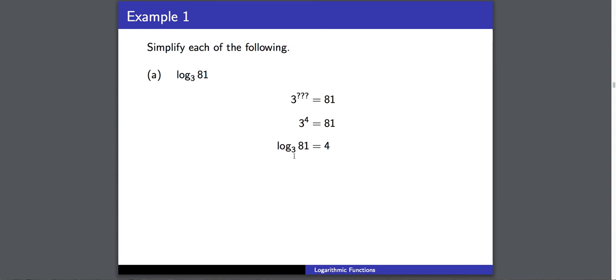So in other words, if we take 3 and raise it to the fourth power, we'll get our 81. So we can write this in exponential form as 3 to the fourth power equals 81. Now, most calculators will be able to evaluate this for you as well.